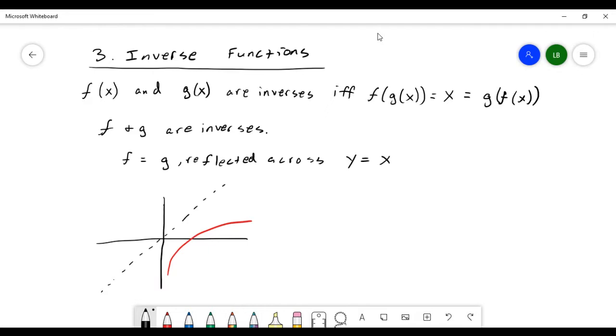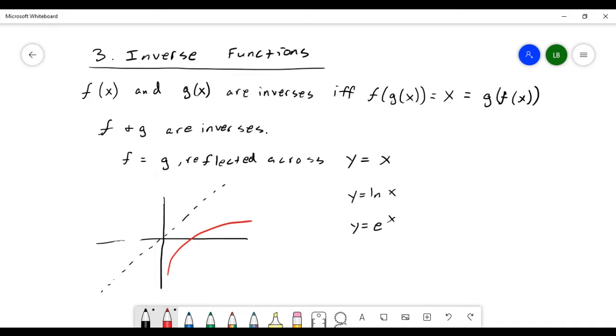So our rule that f is g reflected across y equals x tells us that our inverse function would look something like this. That's very poorly drawn, but you could see it in, for instance, the case where y is equal to the natural log of x. The inverse would be y equals e to the x. Of course, the function e to the x looks something like this one.